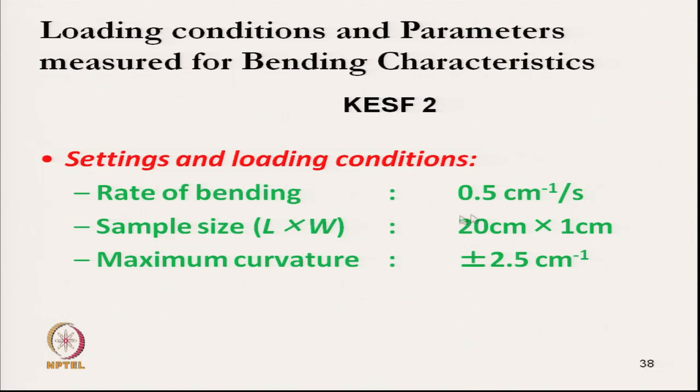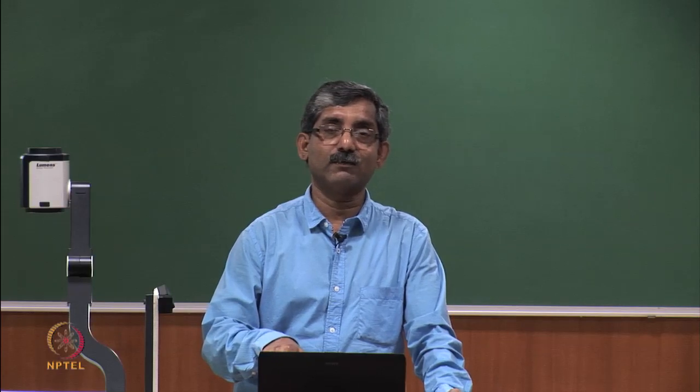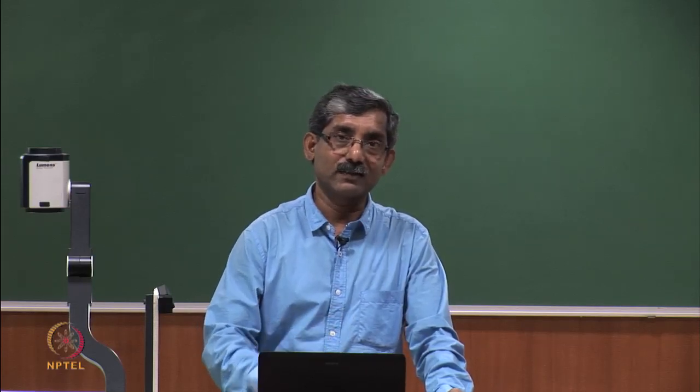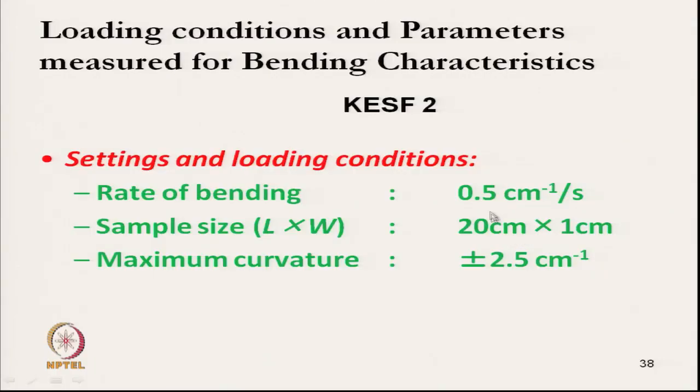That means, if we have to have, say, 2.5, it takes typically 5 seconds in one direction, and another 5 seconds to come back in the other direction, so it goes plus minus 2.5. Sample size is 20 centimeter by 1 centimeter. So, lengthwise it is 20 centimeter and 1 centimeter is effectively the width. That way it bends, and the maximum curvature is plus minus 2.5.